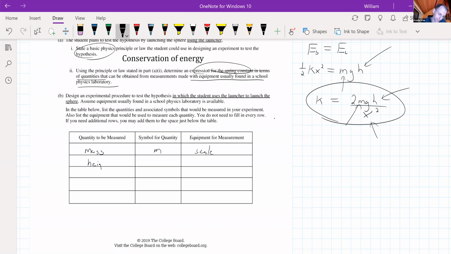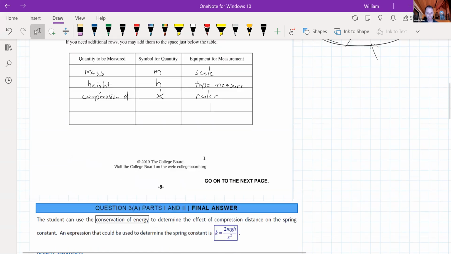Height, h, and meter stick is fine. Or how about tape measure, whatever. Maybe that's more appropriate if it goes up too high in the air. They won't sweat you on details like that, of course. And then you have, how about compression distance? Compression distance, symbol x in my case. And how about a ruler?